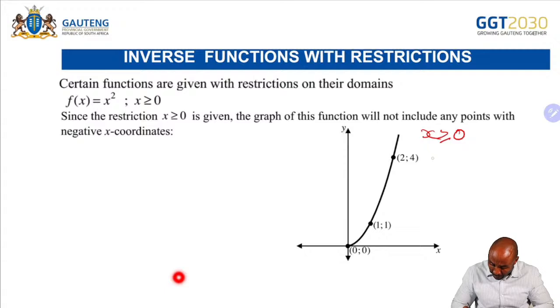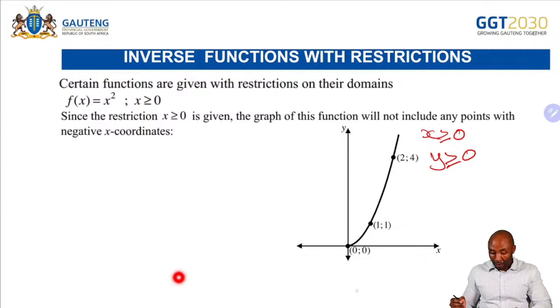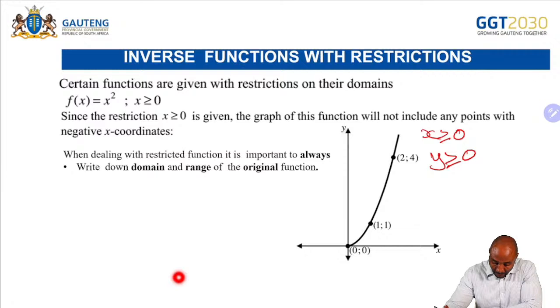I'm also able to get my range as y is greater than or equal to 0, because the minimum of my y values is 0. It means my y values are all positive there. Now, when we are dealing with a restricted function, it is important to always write down the domain and range of the original function, as I have done.